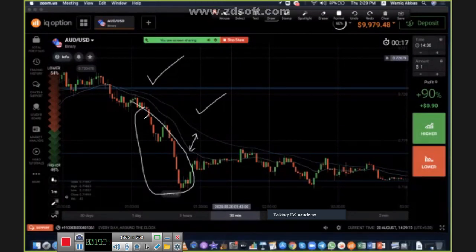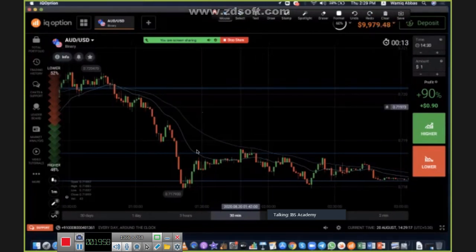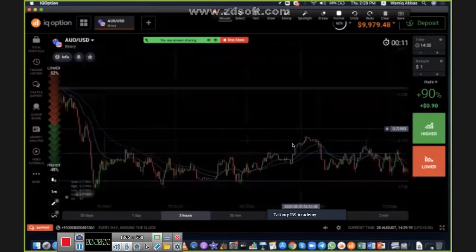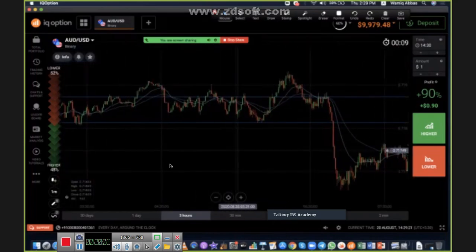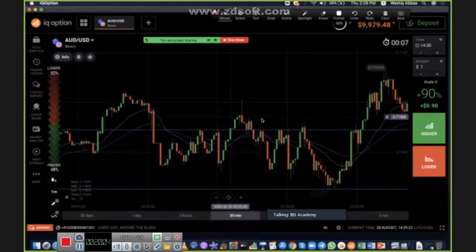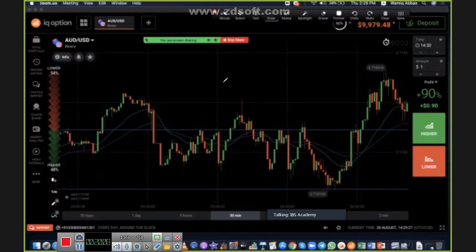So what is the first use of moving average? It can help us to find out the trend. Okay, first use. And the second use is that it can act as an SNR. What is SNR? Support and resistance.